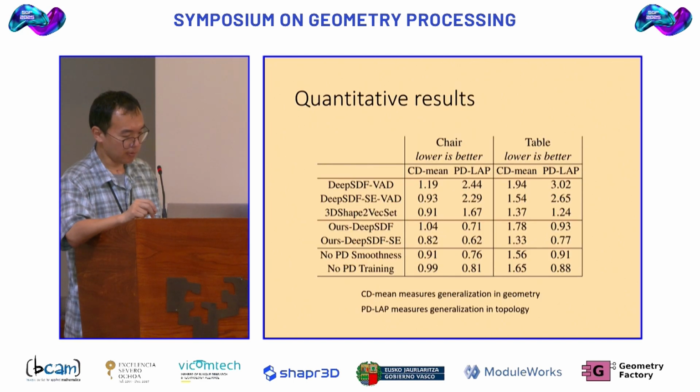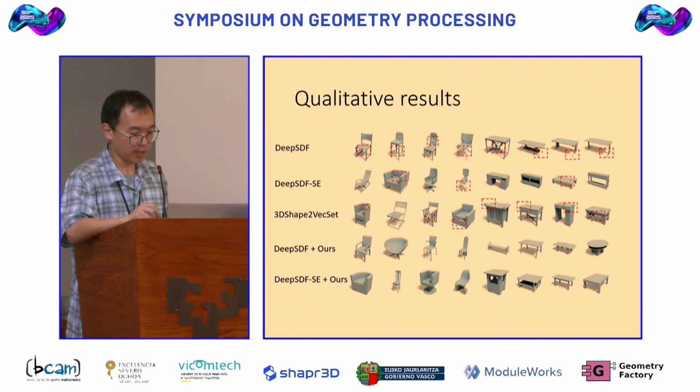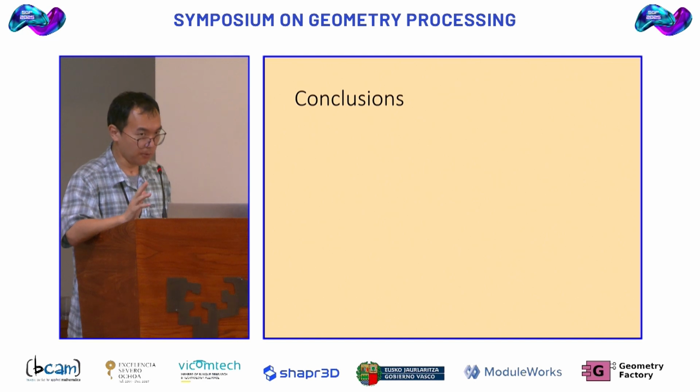Okay. Right. And quantitatively, we get better results, and we have fewer topological artifacts. Right? Very simple idea, okay? Okay. Sorry for rushing this, but I hope that the main ideas have been conveyed, okay?